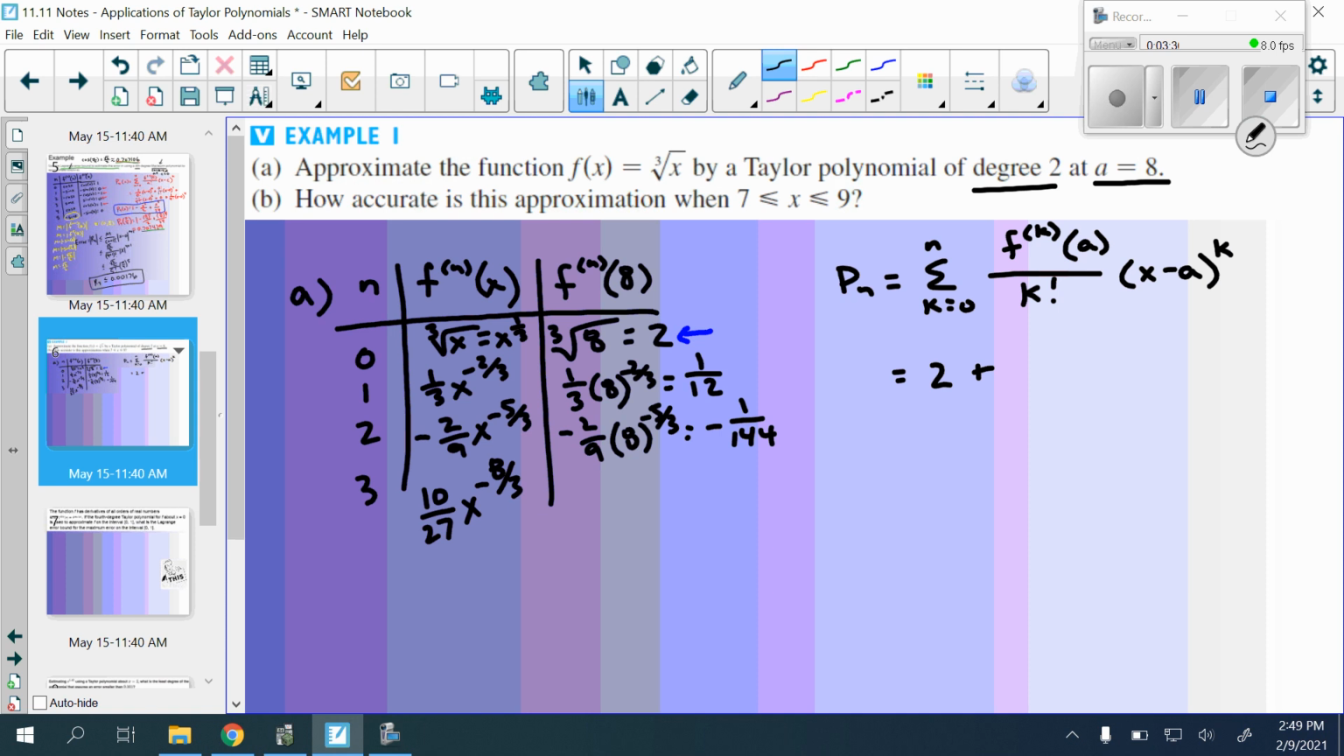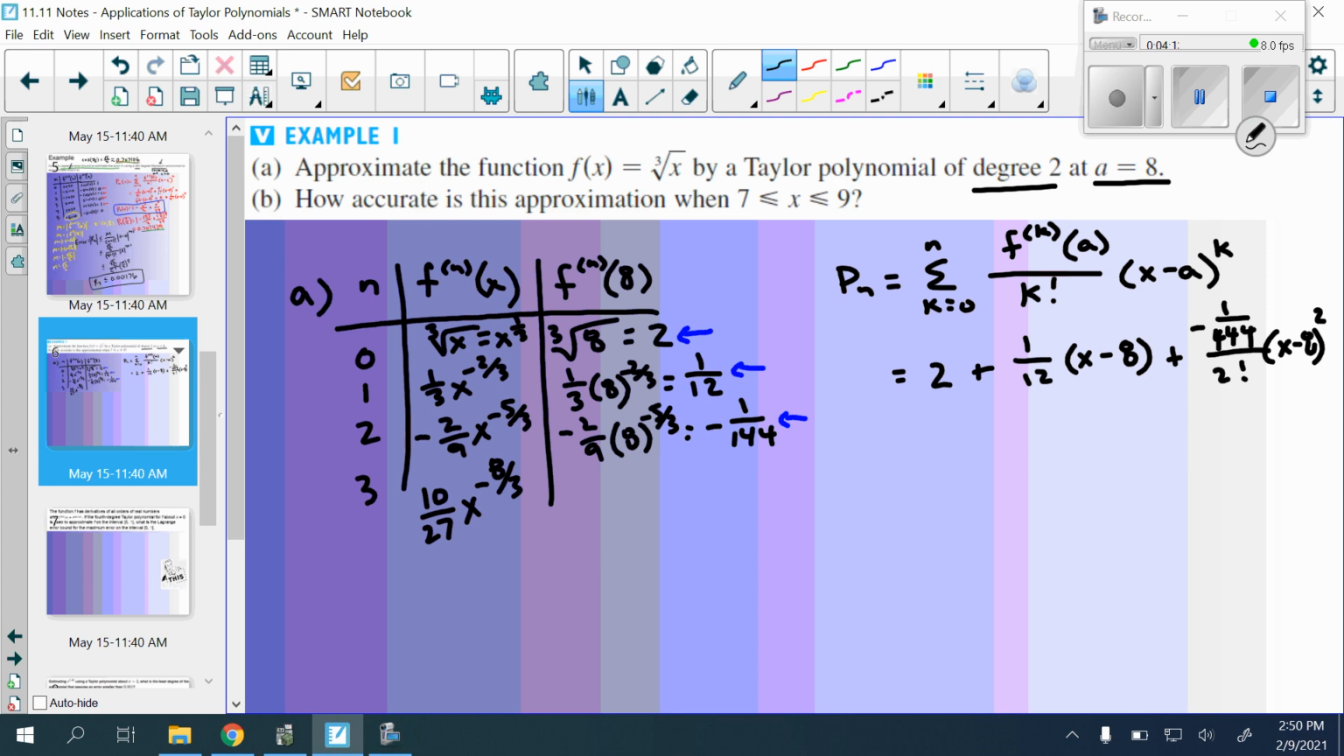Plus, if we put 1 in now for k, it's going to be our value we had here, 1/12, over 1 factorial, which is just 1. And then we're going to have x minus 8 to the first power. All right, if we plug in the next value, 2, it's going to be our derivative value. So negative 1/144 over 2 factorial. And then we're going to have x minus 8 squared here.